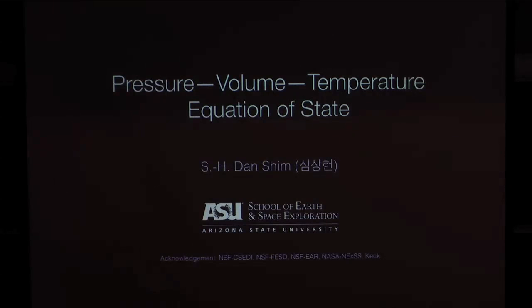Not all the equations of state that we are using are perfect. Actually, none of them are perfect. They are based on some assumptions that are not well known, and there are also cautionary remarks that I'd like to make today.